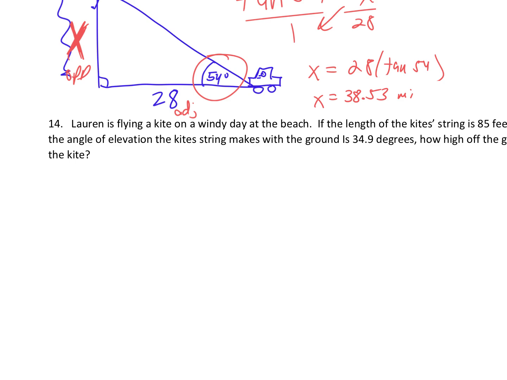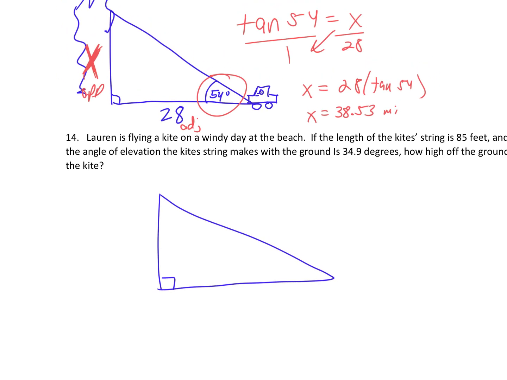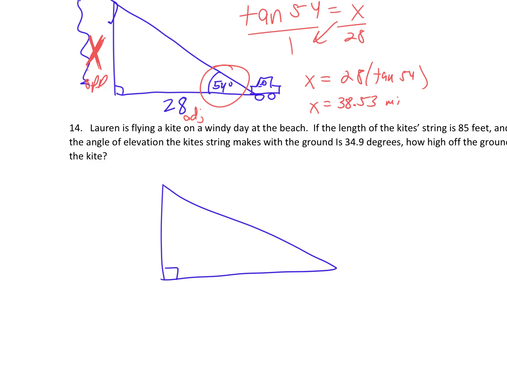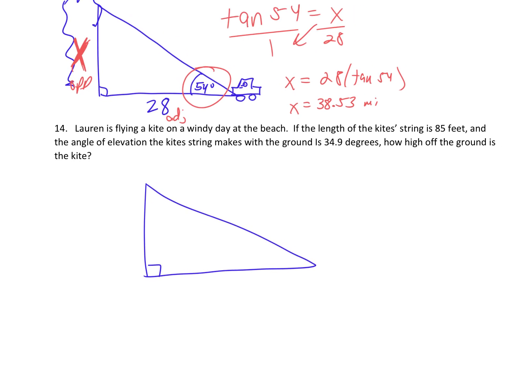When you hold the string, does it just stay right above your head, or does the kite fly out like that? So think about, on a right triangle, what is that piece that is laying kind of sideways? It's the hypotenuse, okay? So think about this. It says Lauren is flying a kite on a windy day at the beach. The length of the kite's string is 85 feet.